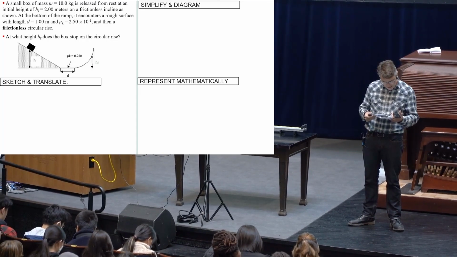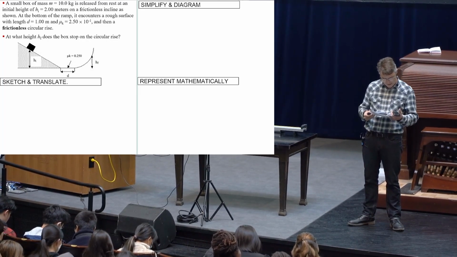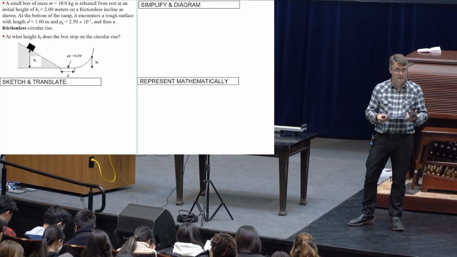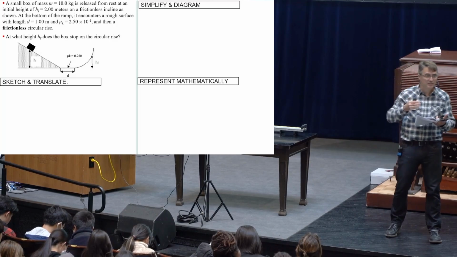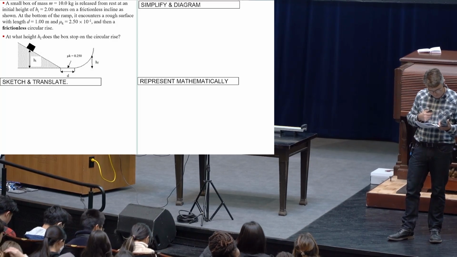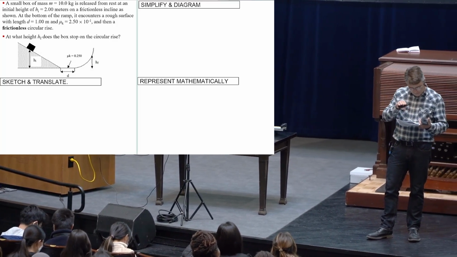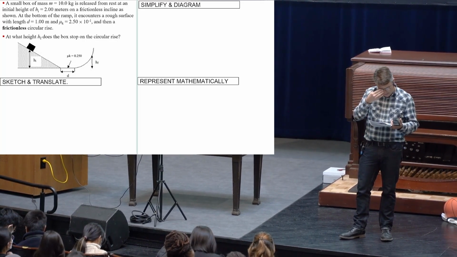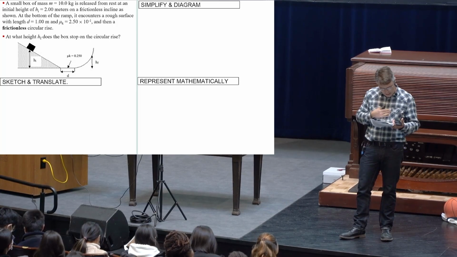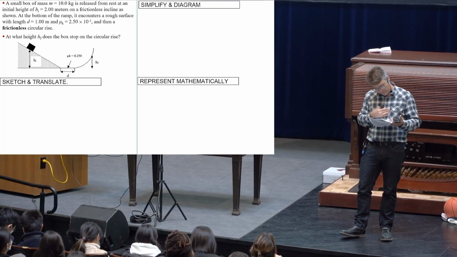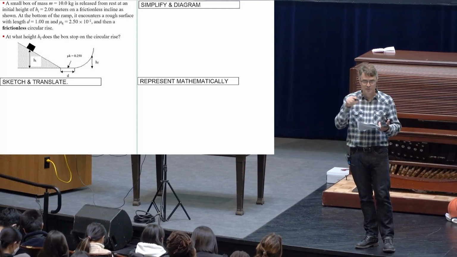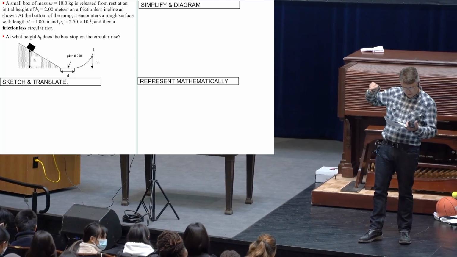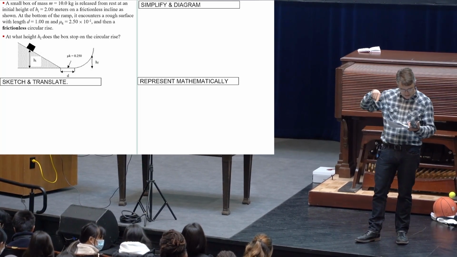A small box of mass M is 10 kilograms. It's released from rest at an initial height of 2 meters on a frictionless incline. They don't tell you what the angle is, but they do tell you how high up it is. So I think this is an energy question. At the bottom of the ramp, it encounters a rough surface, which I think is horizontal, with a length D equals 1 meter, and mu k is 2.50 times 10 to the minus 1, meaning it's 0.25, a quarter. And then it goes on a frictionless circular rise. At what height hf does it stop?